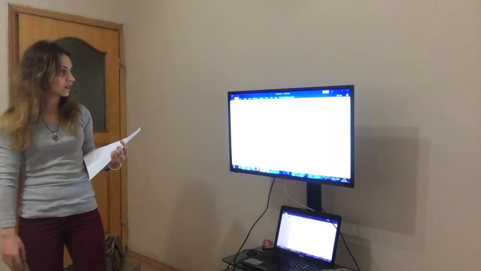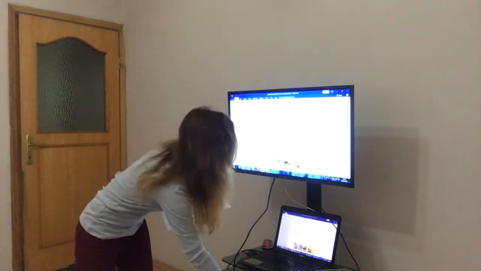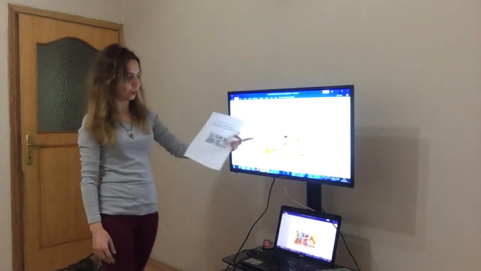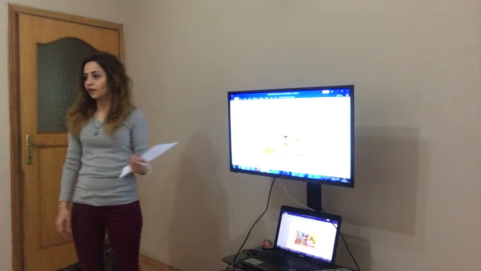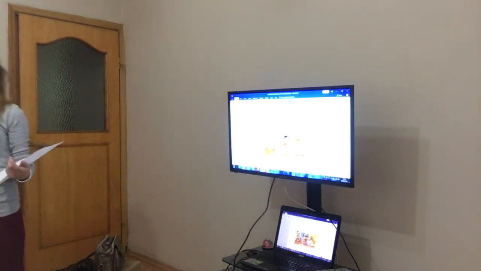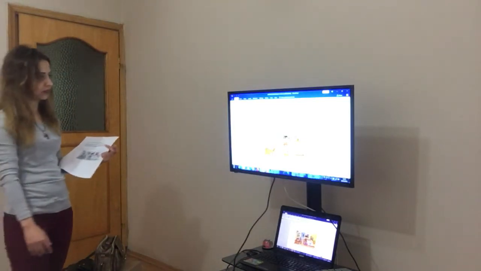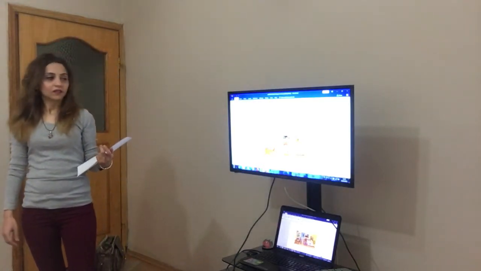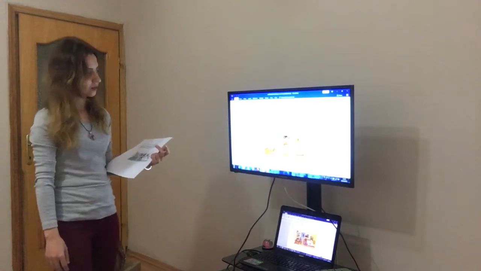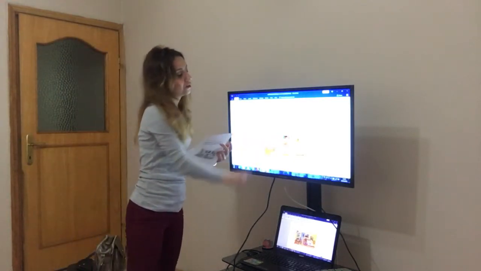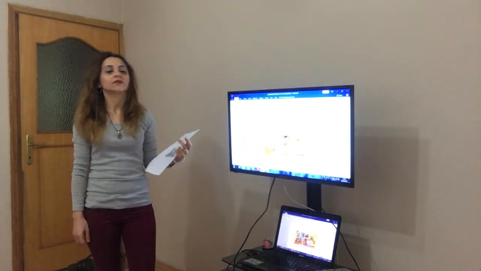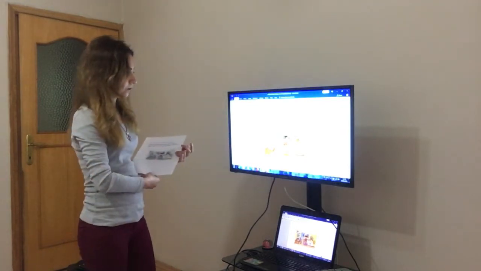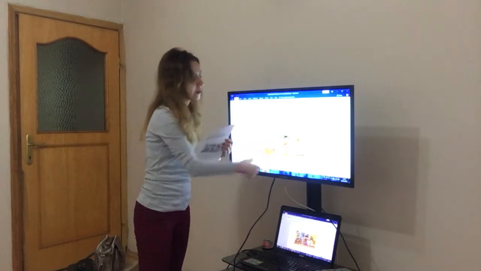There are some books on the desk. Yes, some books on the desk. There is a lamp on a little desk. Yes, there is a lamp. You are right. And some books on the floor. Okay. Yes. Also on the floor we can see some books.